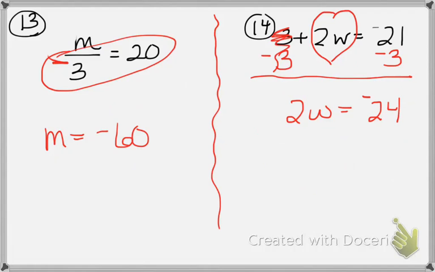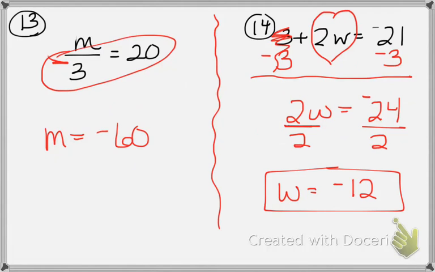Not done yet, because a big divorce happened. Yelling, screaming all over a stinking breath mint. So we divorce by 2, and W equals negative 12. Okay, here we are. 2 more left.